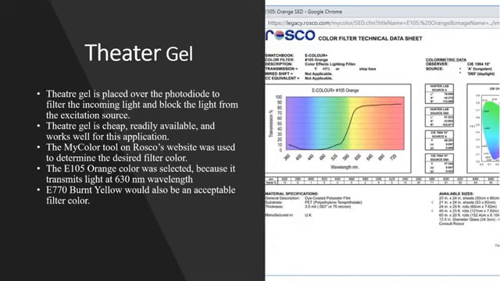So in conjunction with our photodiode, we had to pick a filter to go with it. We chose theater gel as our filter, and the theater gel is simply placed over the photodiode, and it's used to filter out light from our excitation source.